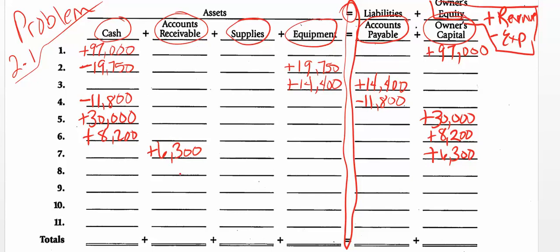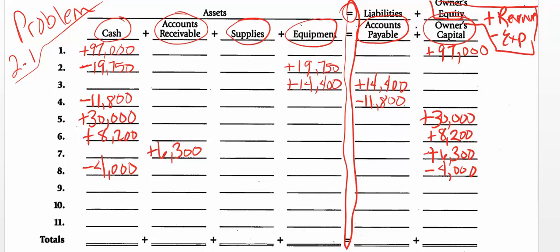All right, number 8. We paid $4,000 for rent expense. It doesn't say cash, it's implied. So we paid $4,000 out. It's an expense, which is a subset of owner's equity. So we're going to subtract $4,000 out of our owner's capital.